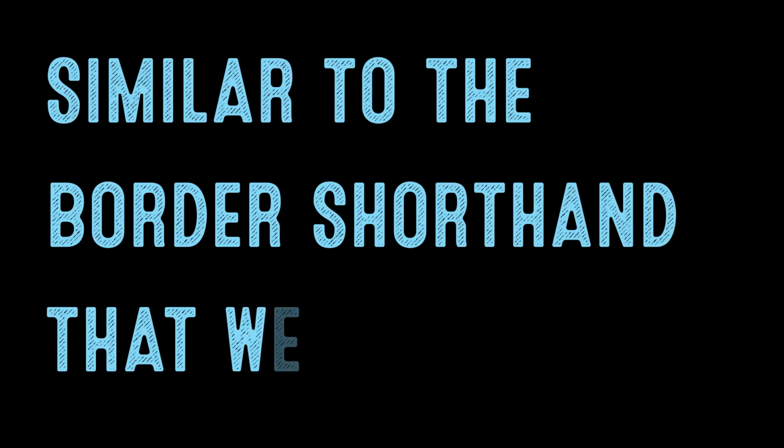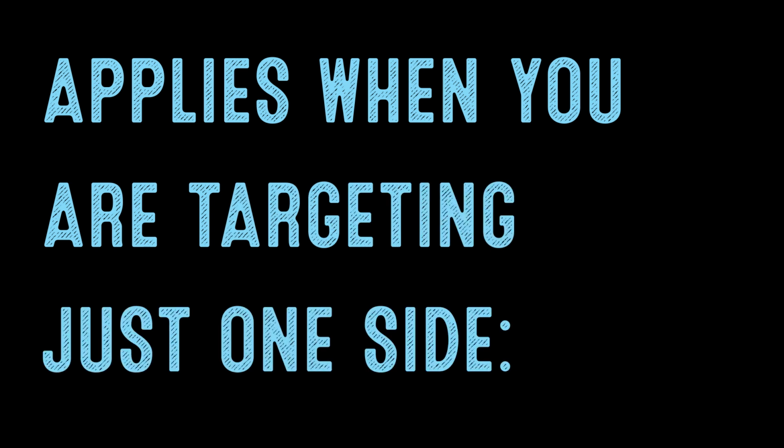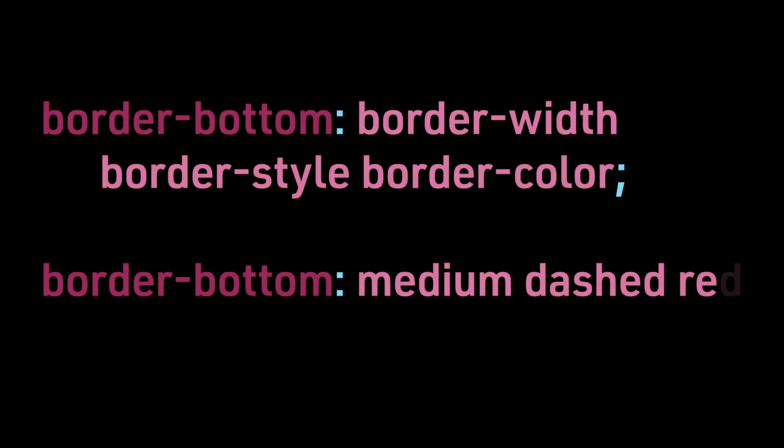Similar to the border shorthand that we used when targeting all four sides of an element, the shorthand applies when you are targeting just one side. Border-width, border-style, border-color. Border-bottom: medium dashed red. This example states that the bottom border of an element should be medium width, dashed style, and red in color.